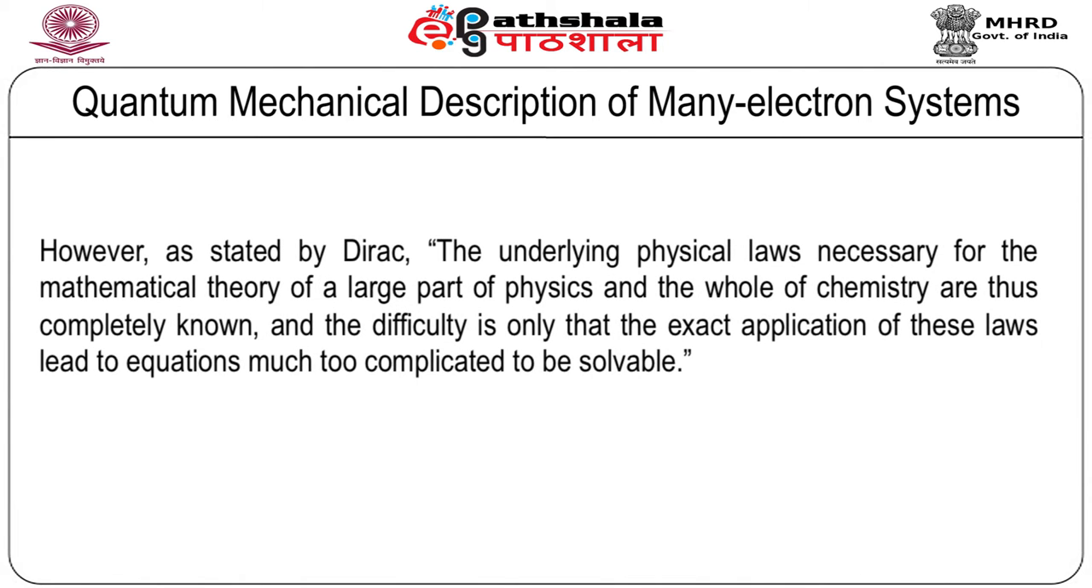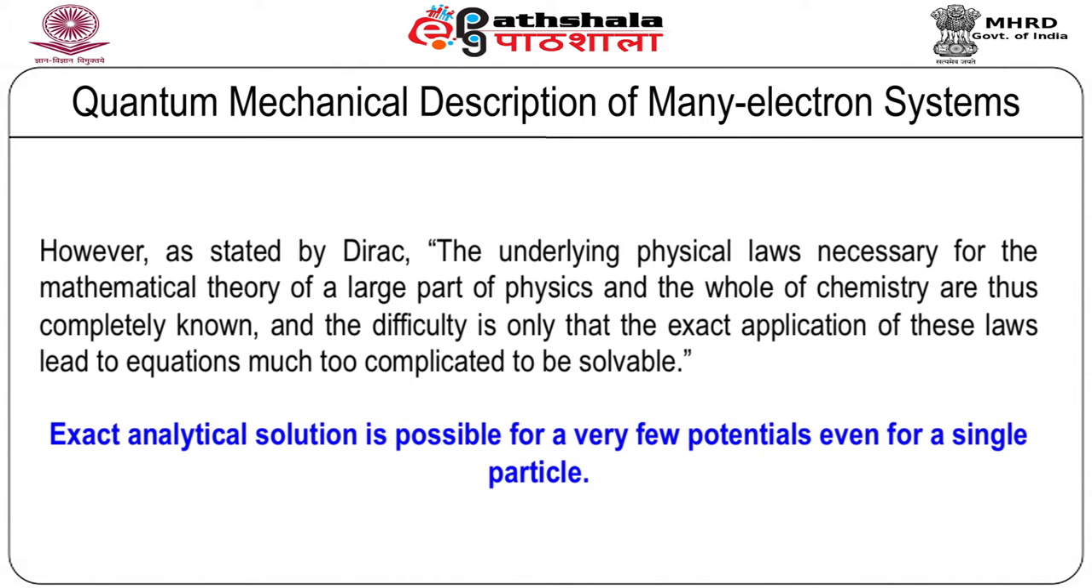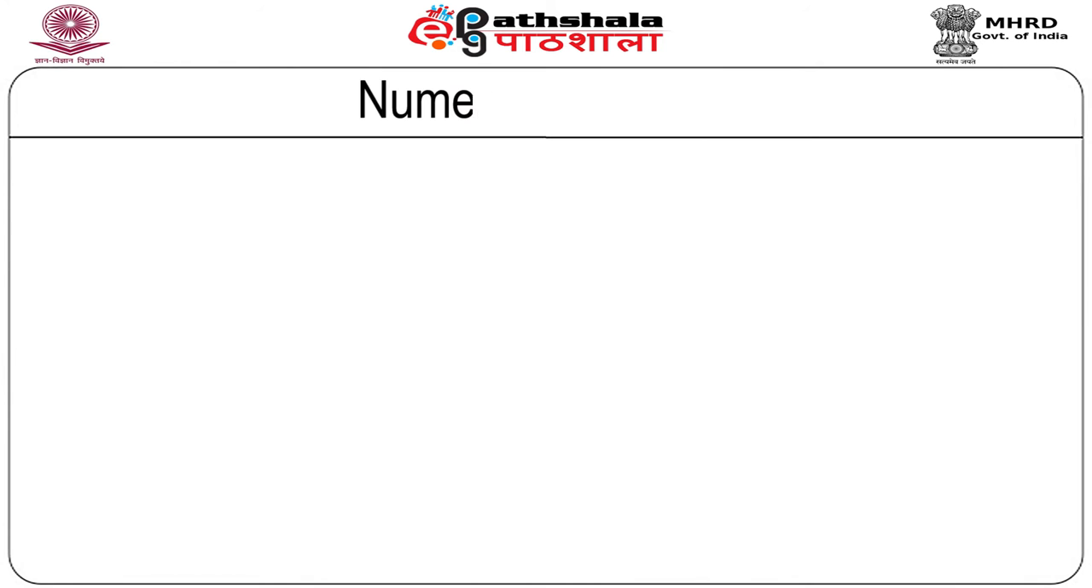However, as stated by Dirac, the underlying physical laws necessary for the mathematical theory of a large part of physics and the whole of chemistry are thus completely known, and the difficulty is only that the exact application of these laws leads to equations much too complicated to be solvable. Exact analytical solution is possible for a very few potentials, even for a single particle or a single electron.